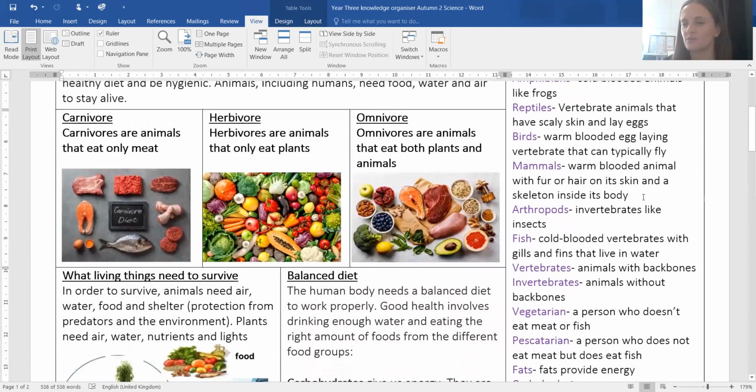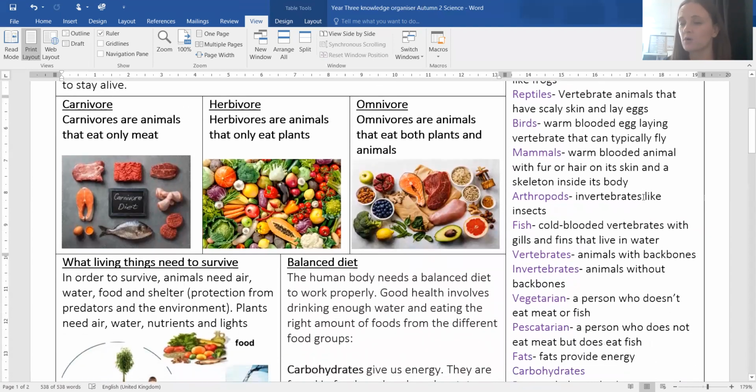Arthropods are invertebrates, so they don't have a backbone. That's what the word invertebrate means, and we will go over that word. And these are like insects, arthropods. Fish. A fish is a cold-blooded vertebrate with gills, usually on the sides of their necks, and fins that live in water.